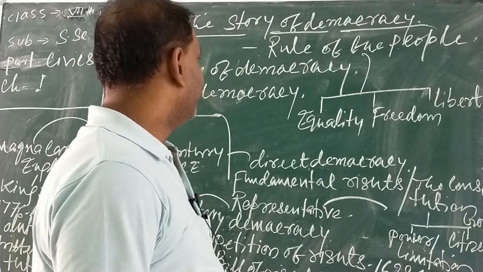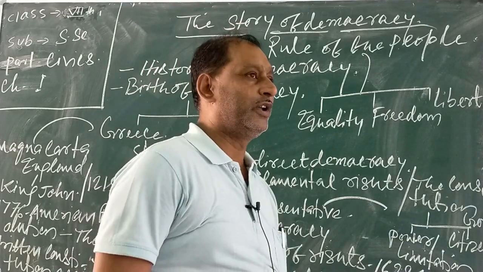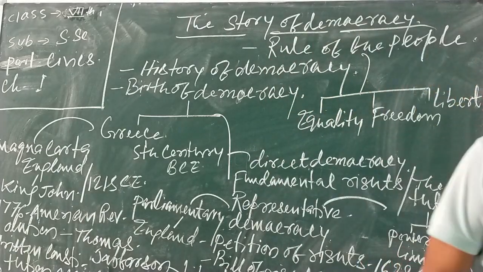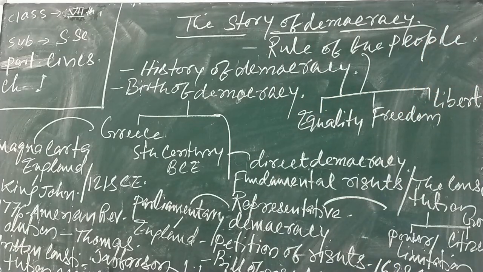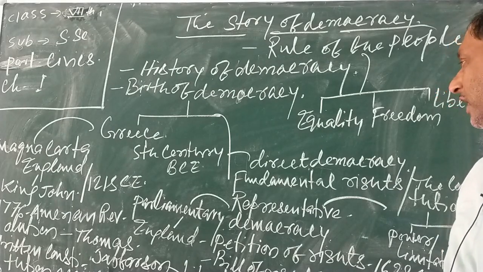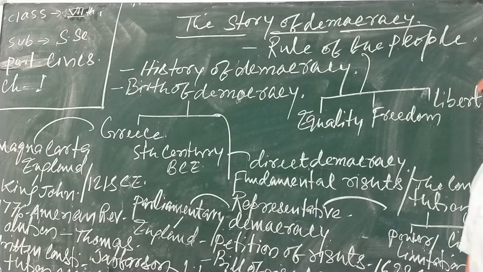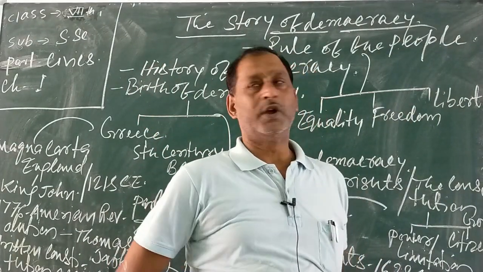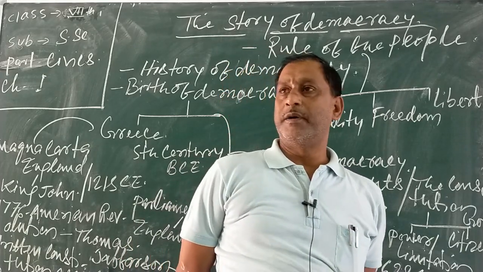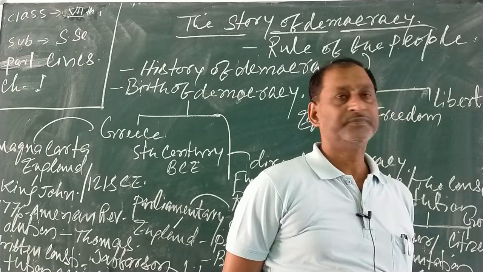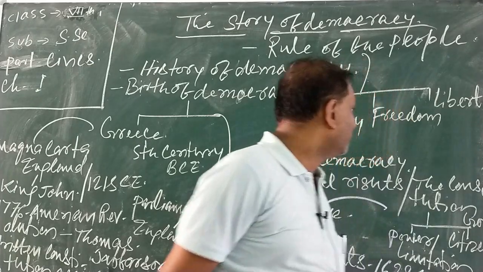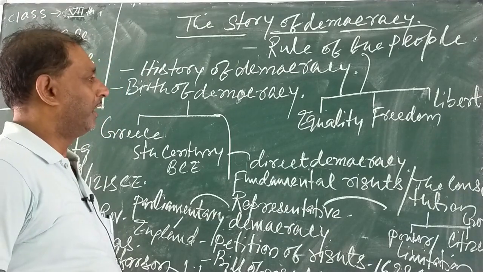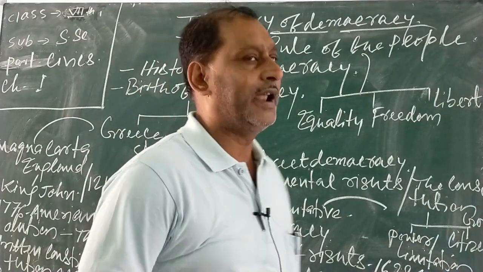It is clear that the history of democracy indicates that it was introduced by the Greeks from the 5th century BC. Accordingly, direct democracy will be discussed in Greece, Europe, in the 5th century BC. Then it flourished as the rule of the people through equality, freedom and liberty.